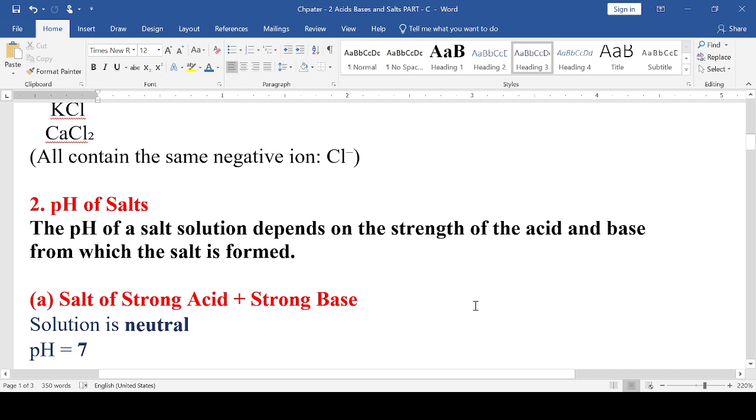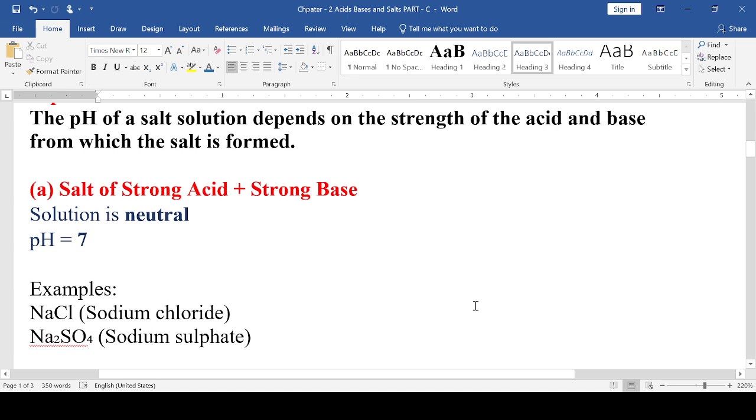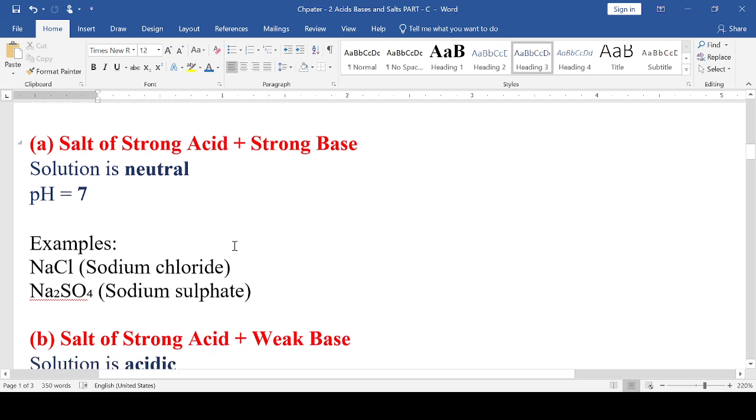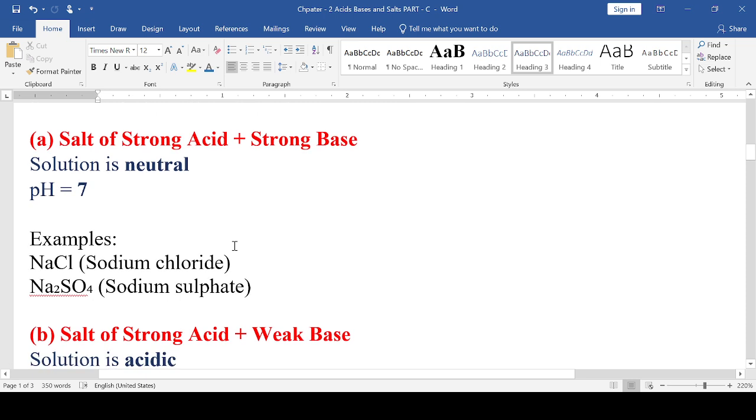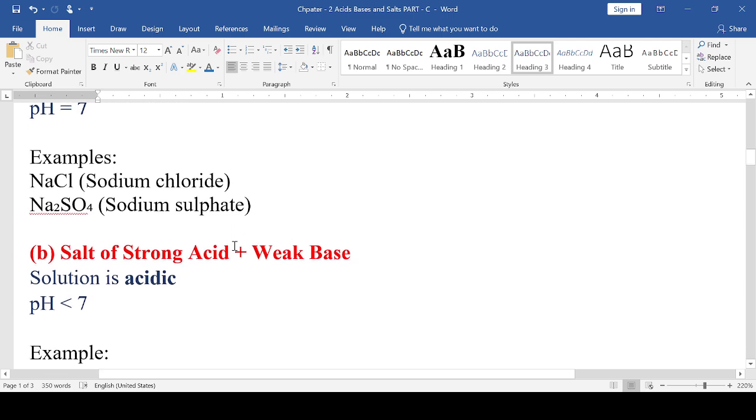Next comes the pH of salts. The pH of a salt solution depends on the strength of the acid and the base from which the salt is formed. If you have a salt of a strong acid plus a strong base, the solution is neutral and the pH value is exactly equal to 7. Examples: sodium chloride NaCl, sodium sulfate Na2SO4.